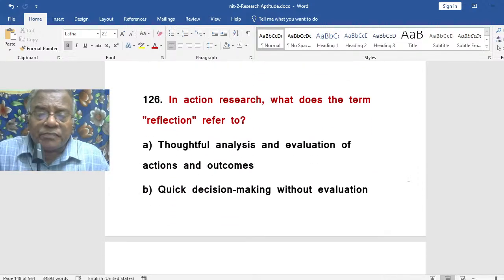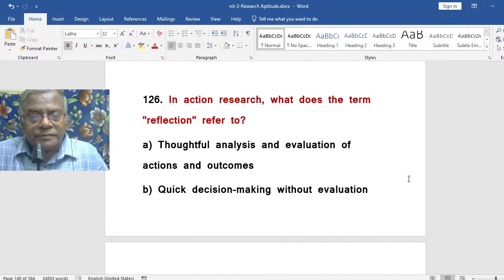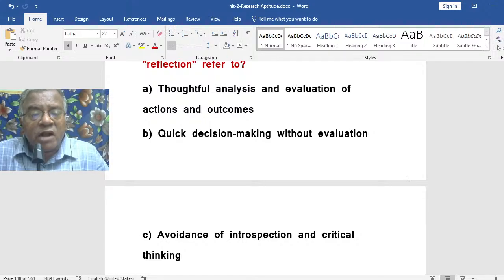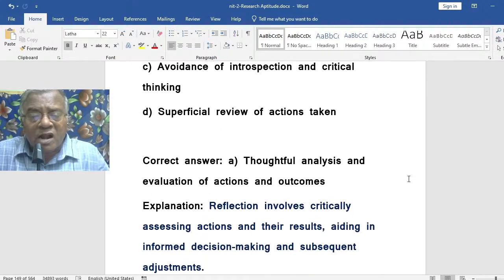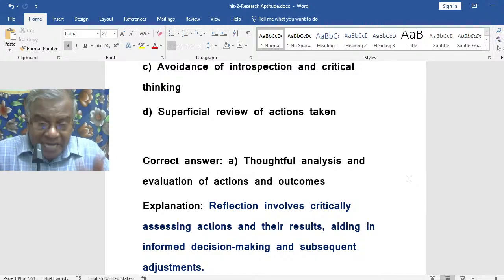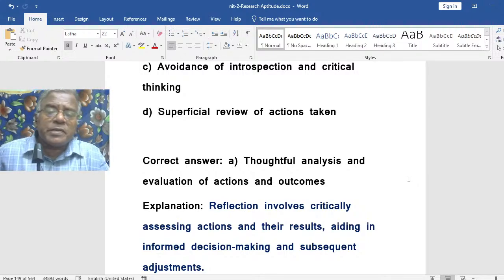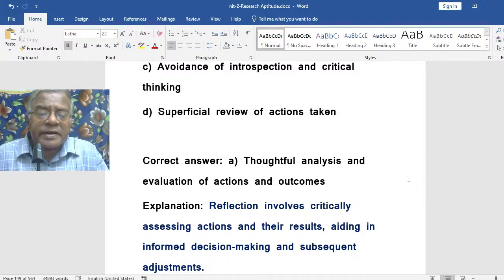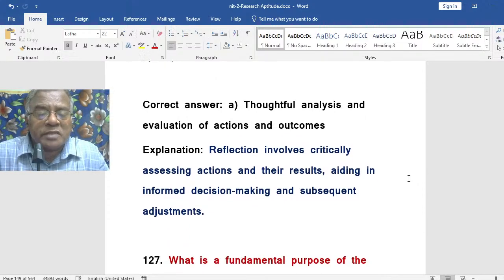In action research, what is the term reflection referred to? There are four options: thoughtful analysis and evaluation of actions and outcomes. Of course, that is the correct one. That is called reflection. One of the stages of action research is reflection. What does this mean? Thoughtful analysis and evaluation of actions and outcomes. Reflection involves critically assessing actions and the results, aiding in informed decision making and subsequent adjustments.